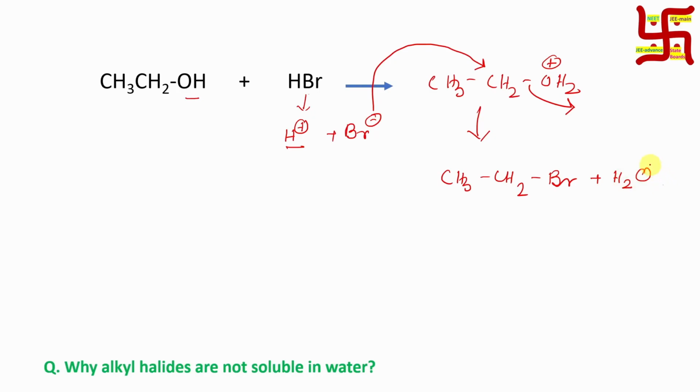This is the product. By the way, I think this is quite familiar to you. You have studied the Lucas reagent, which was zinc chloride and concentrated HCl, but HCl is a weaker acid than HBr. Yes, I repeat, HCl is a weaker acid than HBr. So for that purpose, a catalyst like anhydrous zinc chloride was needed, which was working as a Lewis acid. But HBr is itself strong enough, and second, bromide is a good nucleophile. That's why in the absence of any catalyst, this reaction completes and produces alkyl bromide and water.